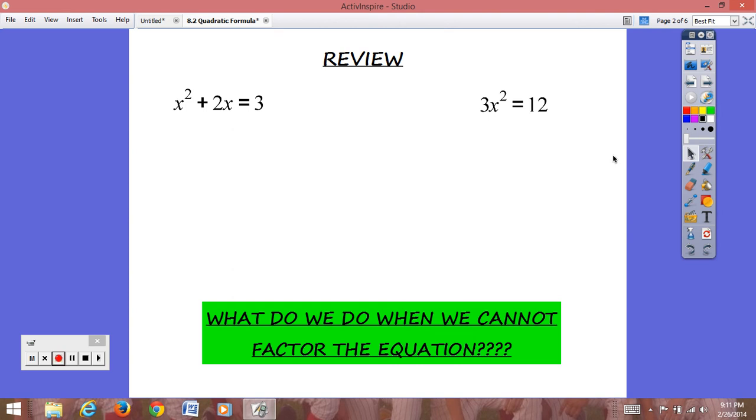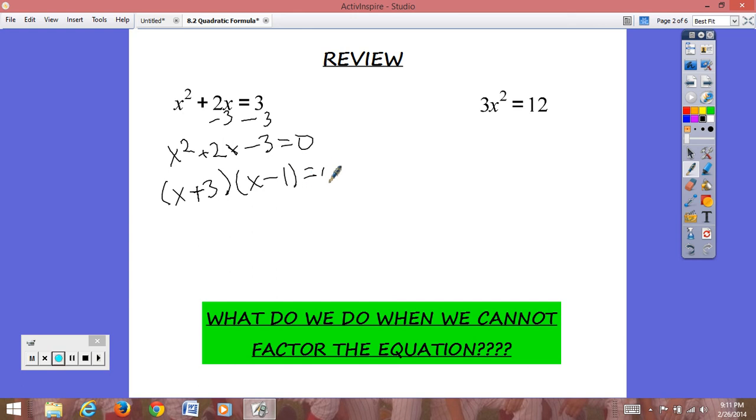These two equations we should be able to either factor or solve using our square root. So this first one, we have our two x's, so we should be able to factor. First, we need to subtract 3 from both sides. We get x squared plus 2x minus 3 equals 0. If we factor this, we get x minus 3, x minus 1 equals 0.